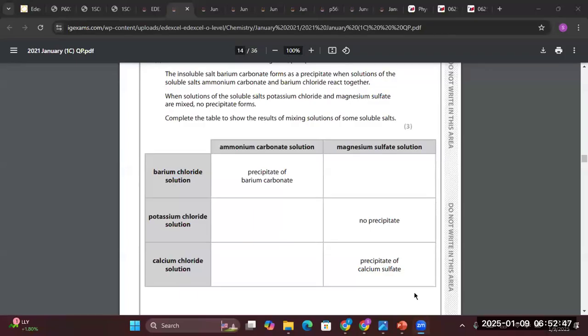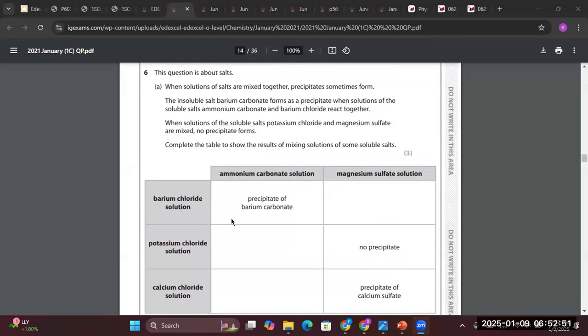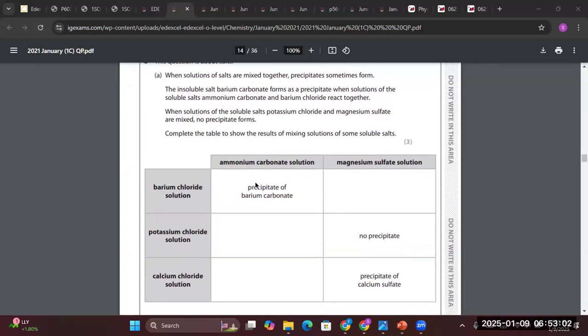All right, these are just some small practice questions for us to go over so we can see how to answer questions. This question is about salts. When solutions of salts are mixed together, precipitates sometimes form. The insoluble salt barium carbonate forms a precipitate when solutions of the soluble salts ammonium carbonate and barium chloride react together.